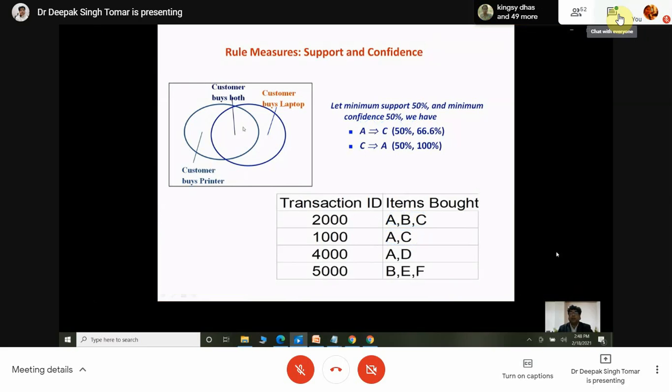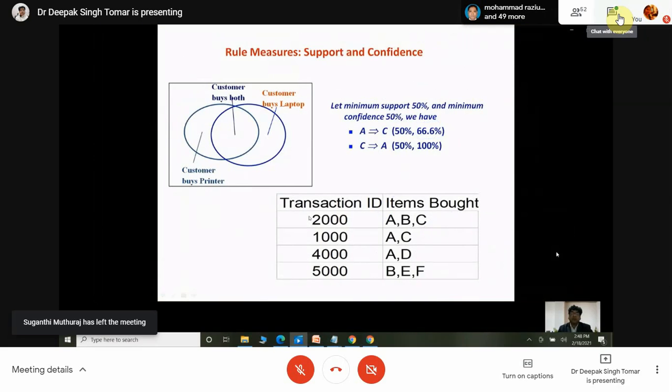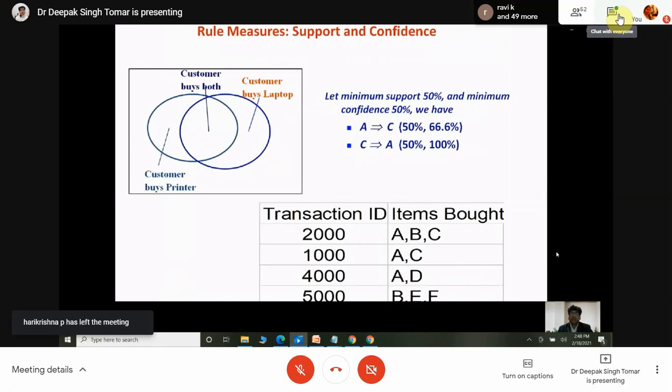And how many times when A is occurring, C is occurring with A. That is the confidence. So A is occurring 3 times, 1 and 3. And C is occurring only 2 times with A. So its confidence is 66%. If we reverse the rules, then the support will not change, only the value of confidence will change.